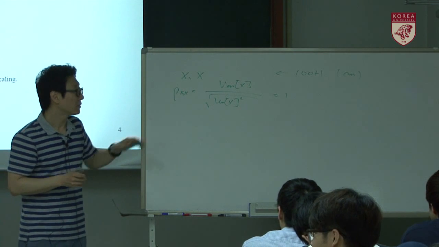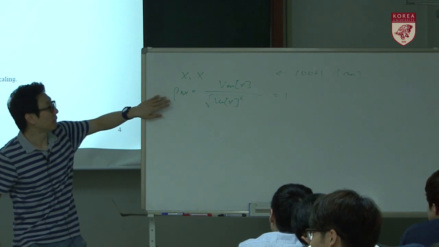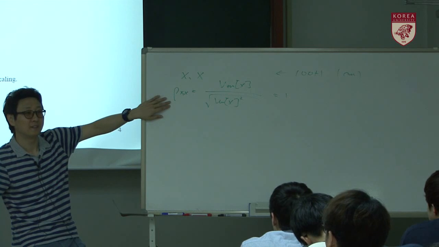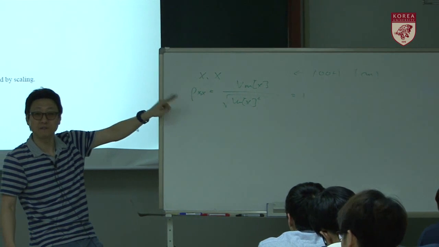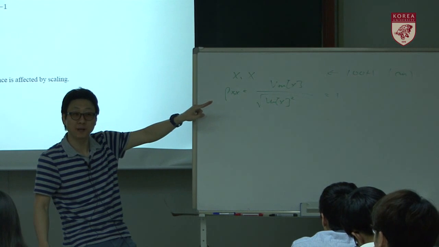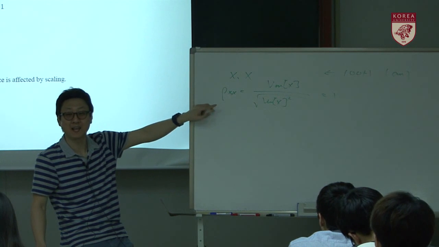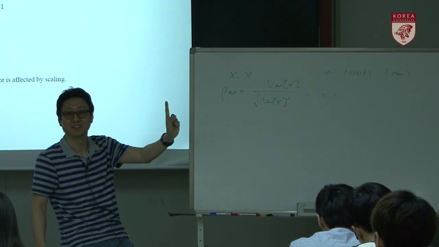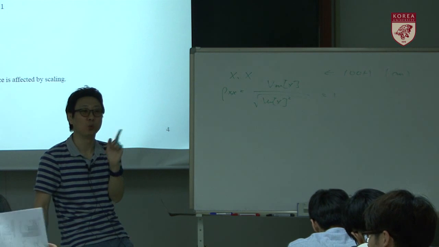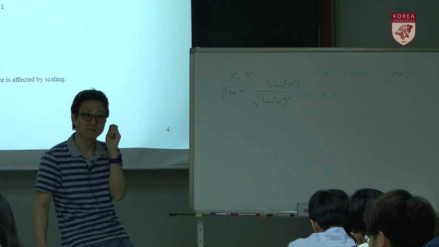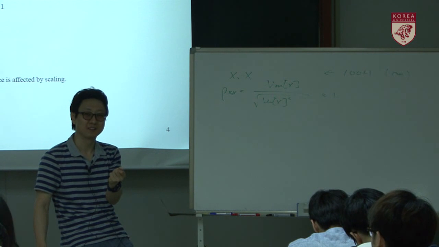So this is the maximum correlation coefficient. The 1 is the maximum value. If they are the same variable, they perfectly vary together, and in that case it achieves 1. So the meaning of a correlation coefficient of 1 is that they vary exactly together.